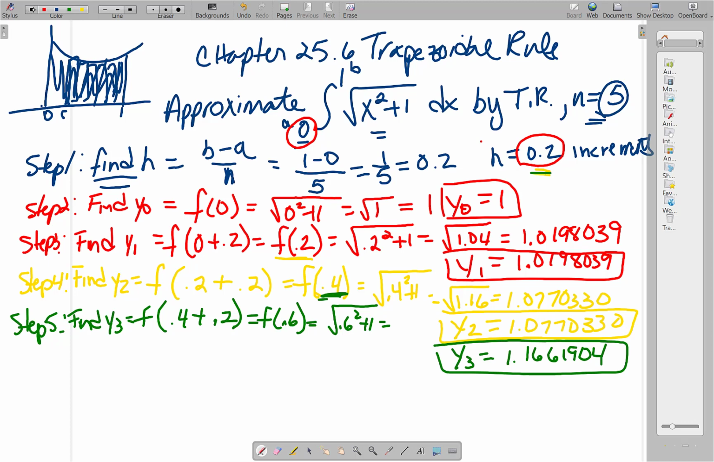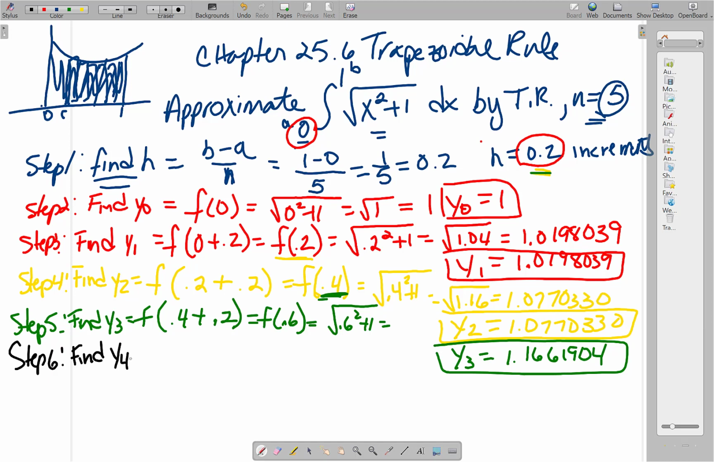Okay, let's go to our black. Whoops. Step 6, find our next value. We're up to 0.6. So understand, if we're going by 0.2, we're going to get 0.8, and then we'll have our last value, 1. Because it's important that you know what you have to keep doing here.